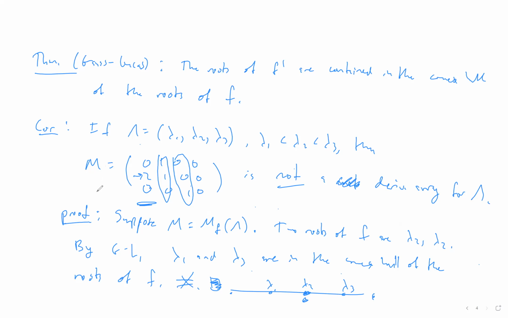You can also get, for this matrix, the column that is 1, 1, 0, that's about f prime. And that's quadratic, so we know its roots are lambda 1 and lambda 2, but its derivative would have a root at lambda 3, which is outside the convex hull also.